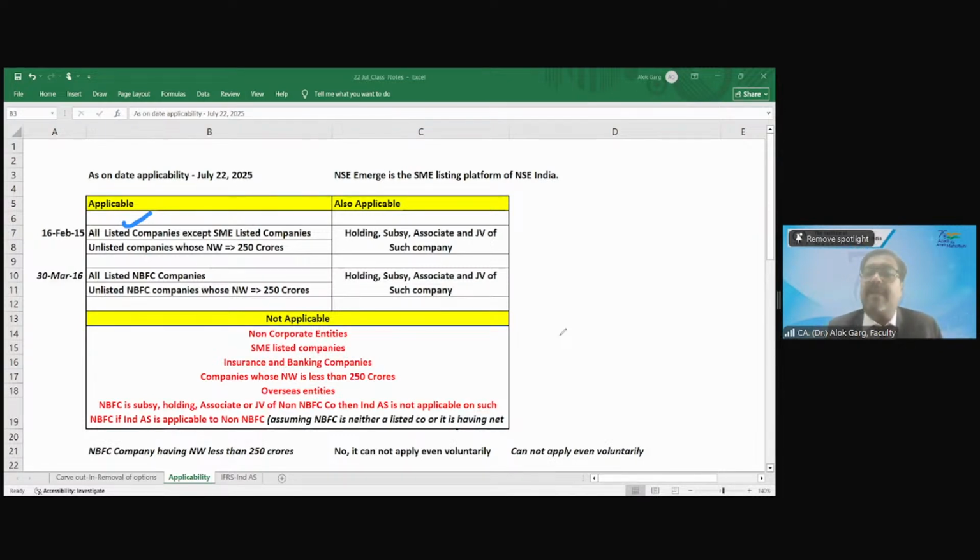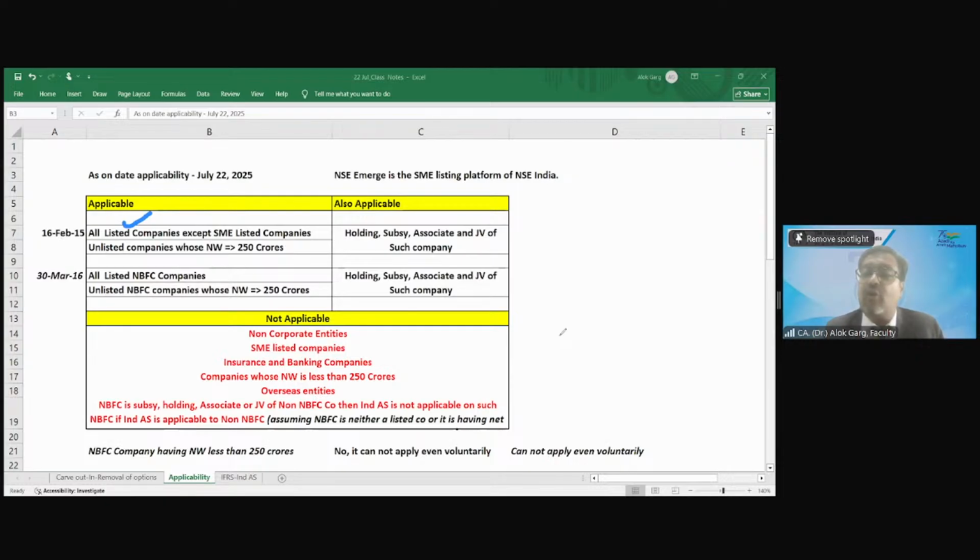Now, number two, Ind AS is applicable to all listed companies, meaning all Indian companies which are listed on any stock exchange on this planet. For example, if an Indian company is not listed in India but is listed in the US, on NASDAQ or the New York Stock Exchange, it is still a listed company, so Ind AS will be applicable in India. Or, for example, a company listed in India, such as Reliance, Tata Motors, Tata Steel, Bharti Airtel, ITC, L&T. These are listed companies, and Ind AS is applicable on them.